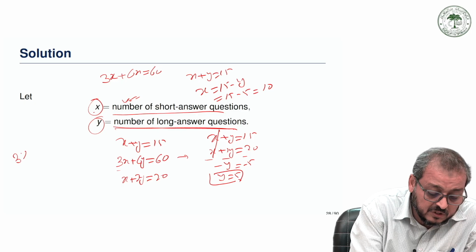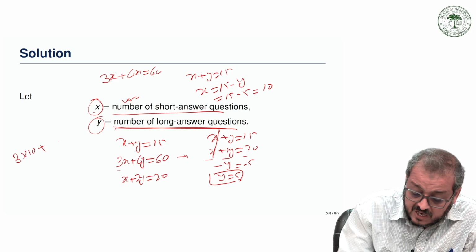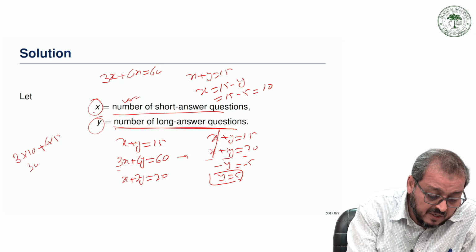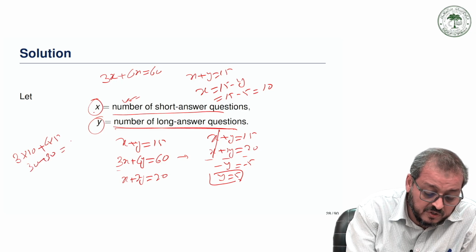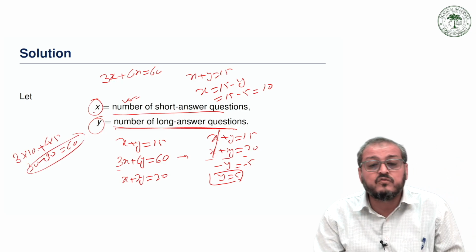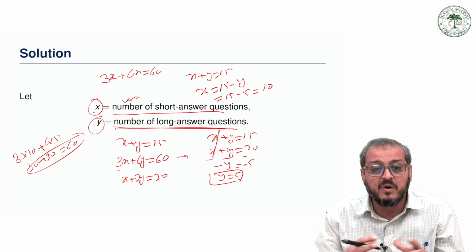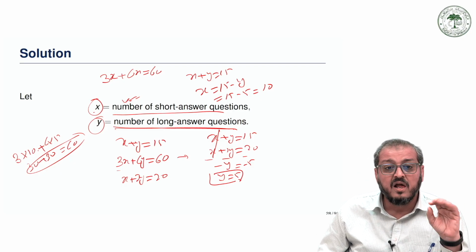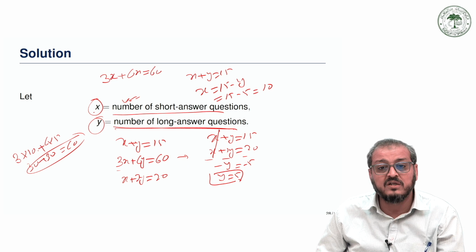If we take the solution, 3 into 10 plus 6 into 5, we have 30 plus 30 is equal to 60. This means each type of question carries equal marks. We have 30 marks for the short answer type questions and 30 marks for the long answer type questions.